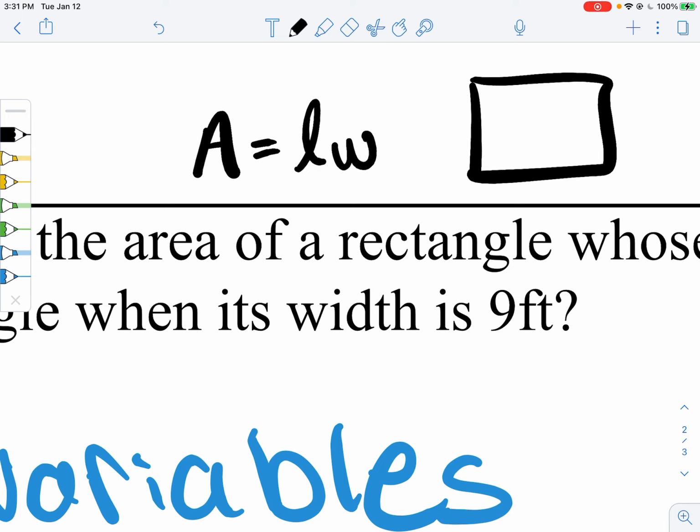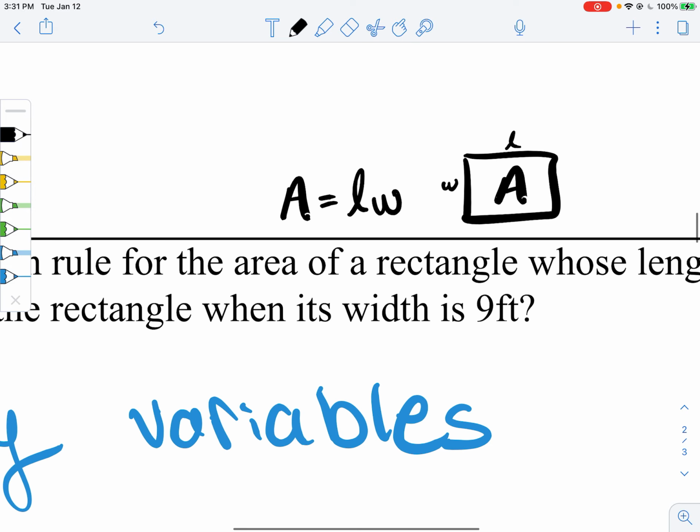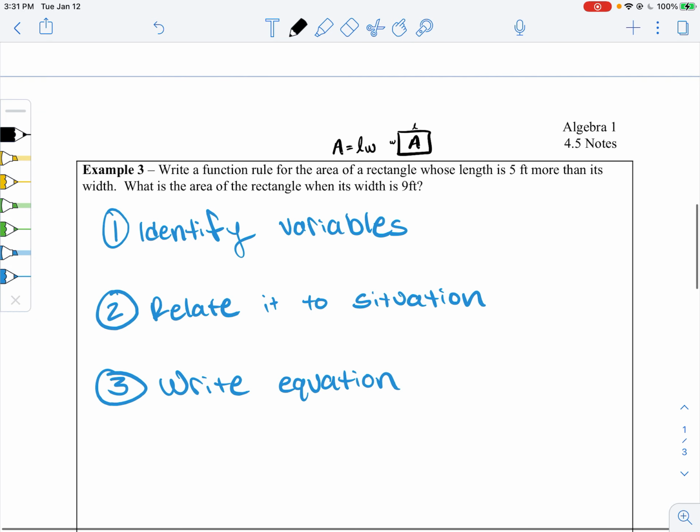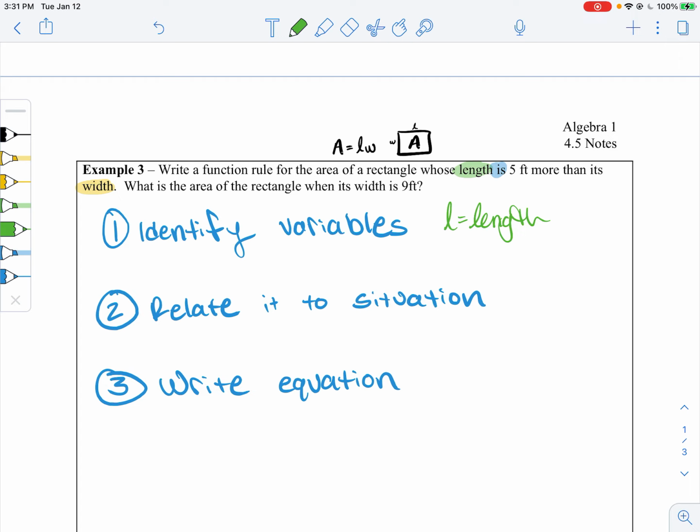So if you have this rectangle, length L, width W, the area is the space inside. Okay, so we have the length is 5 feet, just kidding. The length is 5 feet more than its width. Okay, so the variables that we're dealing with, let's say L is length. That was a really pretty way to write length. Good job, me. And W is width.